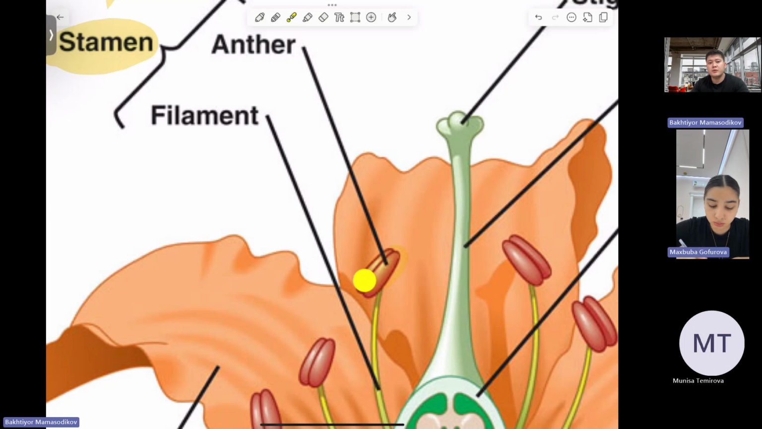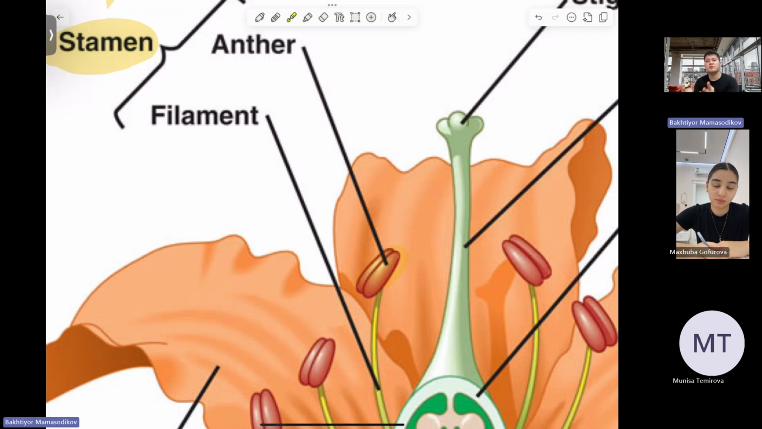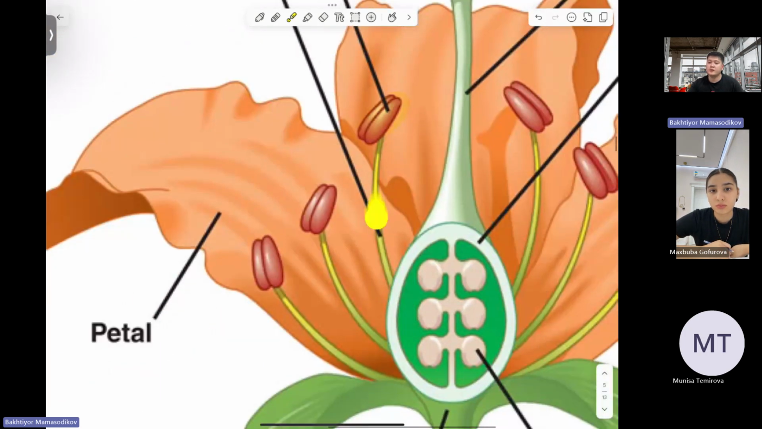So this anther produces the pollen. It produces the male sex cells, and those pollens are male sex cells. They're like the testes which produce the sperm. This is the analogy to the human body. Okay, so the anther produces pollen, which are male sex cells in the flower, and they attach to the filament. So this portion is called the filament.